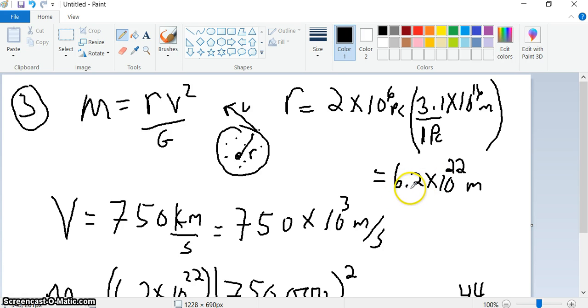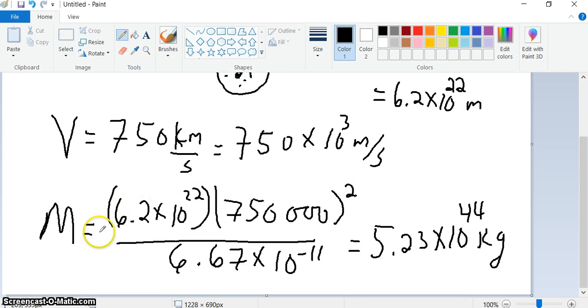All right, so you multiply that out, and you convert it to meters. It becomes 6.2 times 10 to the 22nd, and then the velocity we just have to convert to meters per second. So that's just kilo, it just becomes times 10 to the 3rd. You put it all into this equation, and you get the mass of the cluster. All right, so this is the mass of the gravity that's holding this cluster in, this is the amount that you get, 5.23 times 10 to the 44th, but of course we have to convert that to solar masses. All right, let me do that.